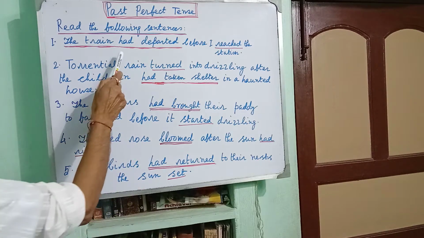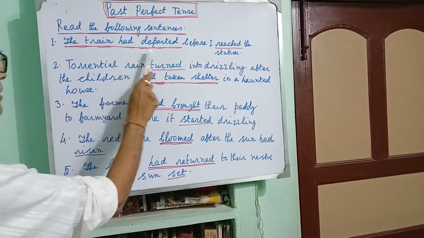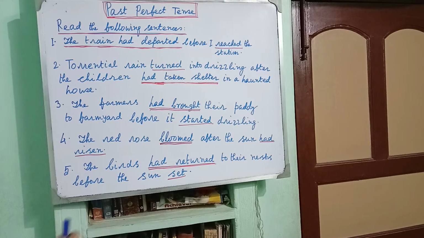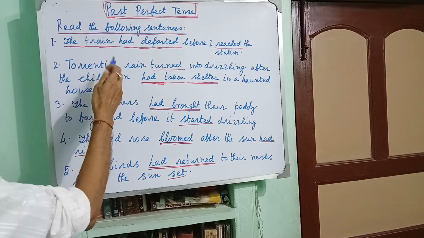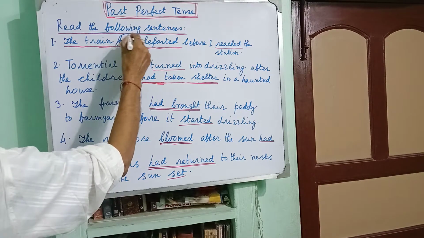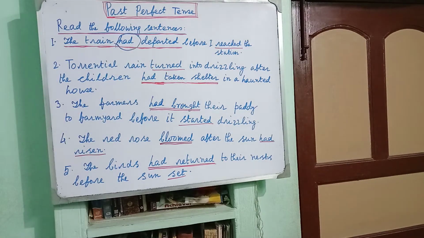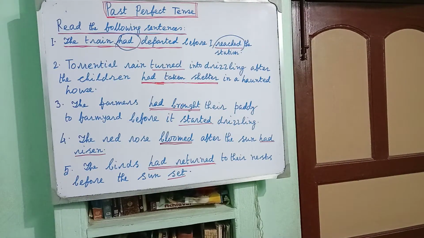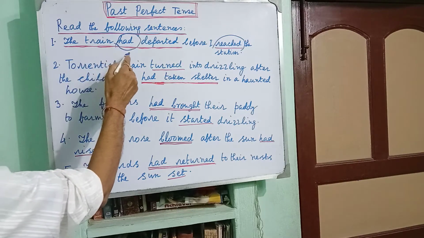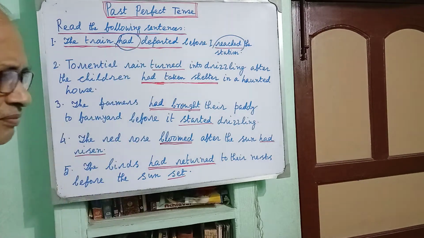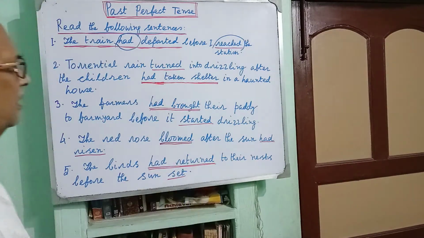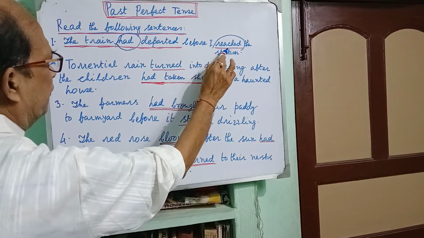And you say that there are two actions. The train had departed, I reached the station. There are two verbs. The train had departed, this is the first action, or the first incident, and the second incident is reached the station. So, subject plus had plus past participle of the verb, then before I reached the station. It is the example of past indefinite tense.